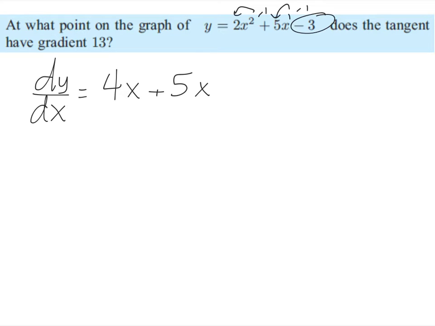So actually that x should not be there. I don't know why I wrote that. That should not be there. Okay, so we get 4x plus 5.